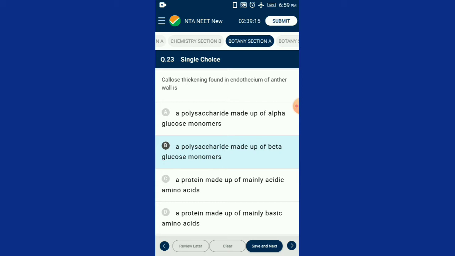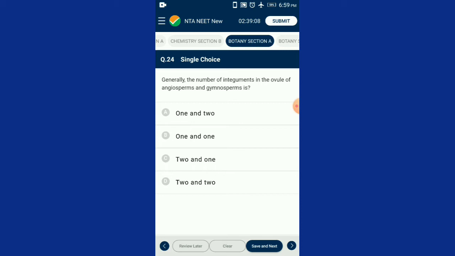Question number 24. Generally, the number of integuments in the ovule of angiosperm and gymnosperm is. Integuments are tough outer layers that protect the ovule. They develop into the seed coat after the egg cells are fertilized. In angiosperms, two integuments are found in the ovule, while in gymnosperms, only one integument is found.